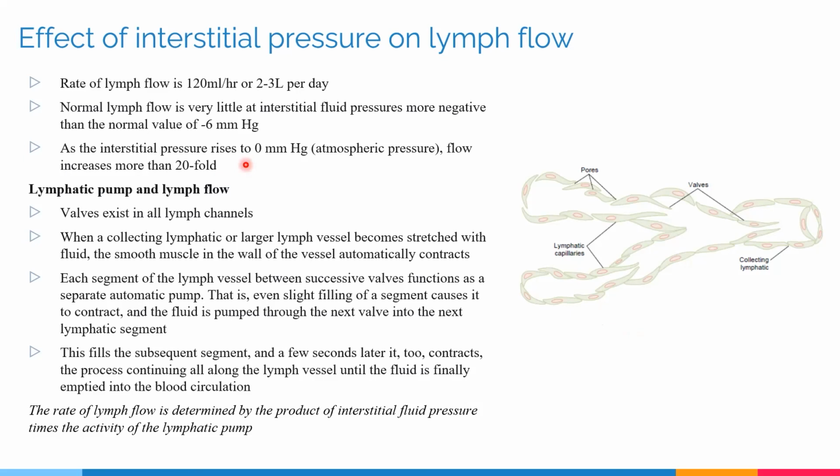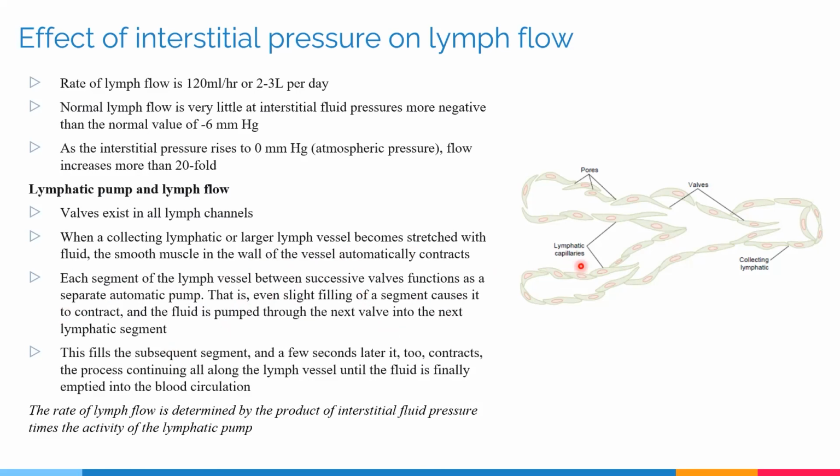Next, we look into the lymphatic pump and lymph flow. Valves exist in all lymph channels. When a collecting lymphatic or larger lymph vessel becomes stretched with fluid, so a lot of fluid is present here, the smooth muscle in the wall of the vessel automatically contracts. Each segment of the lymph vessel between successive valves acts as a separate automatic pump. That is, even a slight filling of a segment causes it to contract, and fluid is pumped through the next valve into the next lymphatic segment.